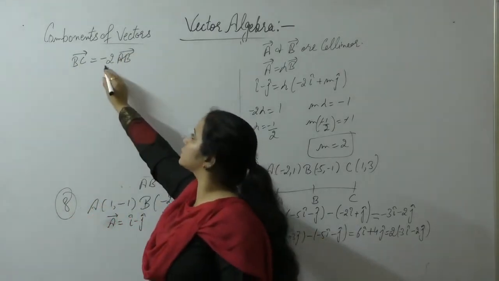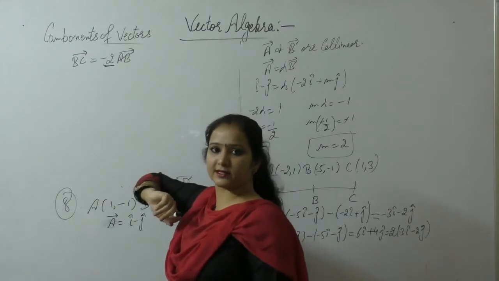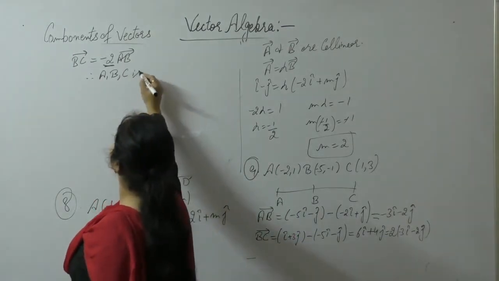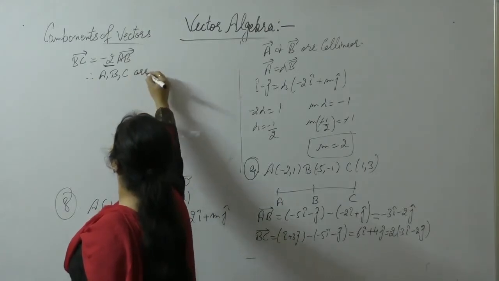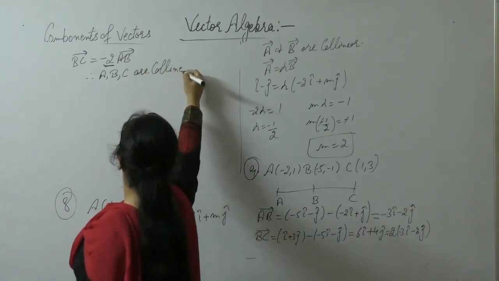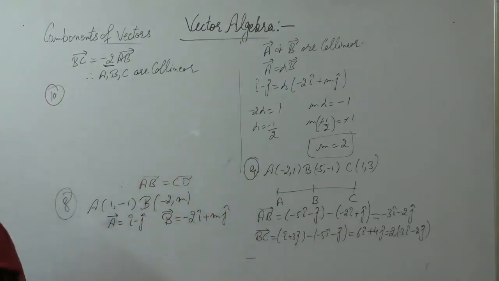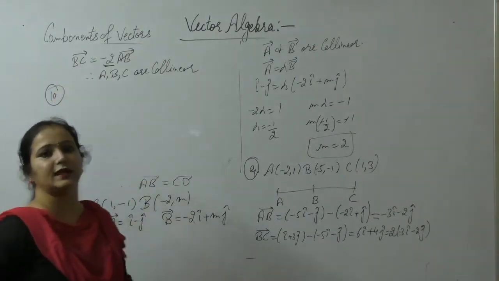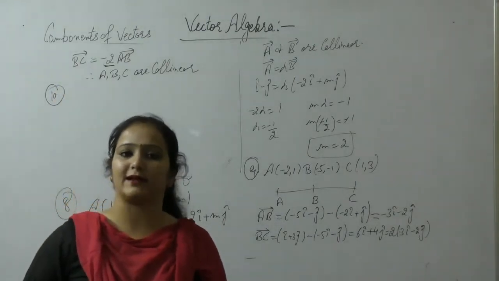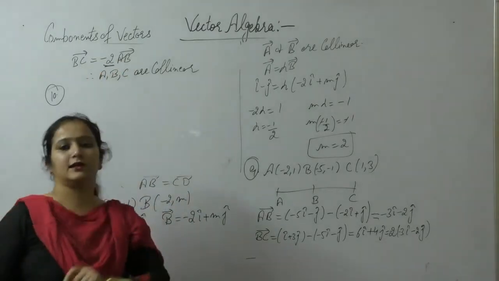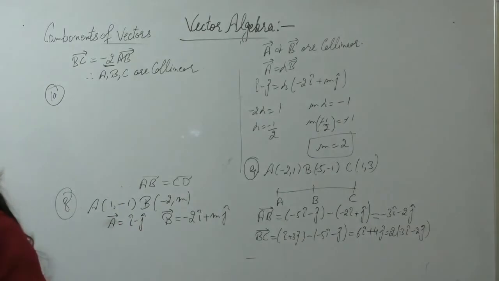BC vector is equal to lambda into the other vector. Therefore, B is the common point, and A, B, C are collinear. If this is the condition, then these two vectors are parallel vectors. Since B is the common point in these two vectors, therefore A, B, C are collinear.